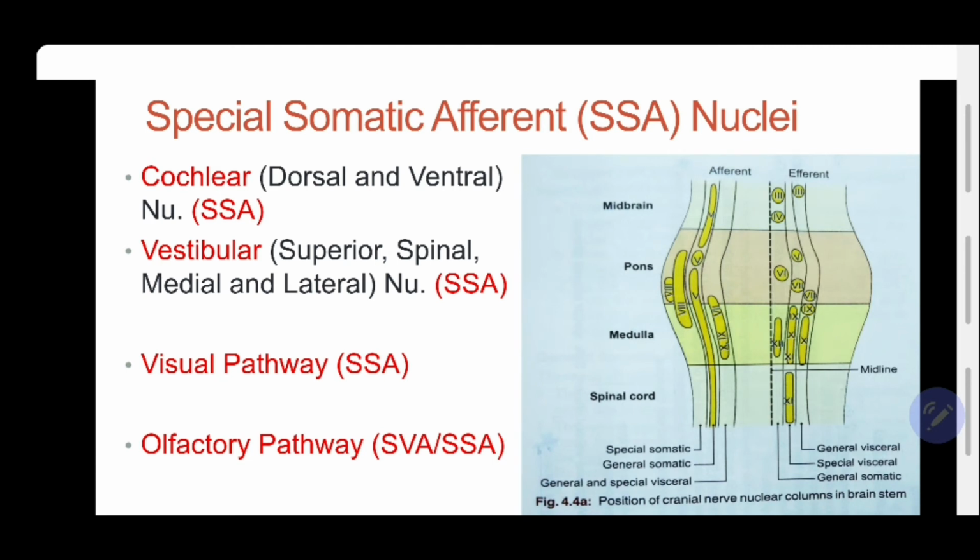So there are two nuclei here: the cochlear nerve nucleus, which has a dorsal and ventral portion, two parts, related above and below, dorsal and ventral, to the inferior cerebellar peduncle, while the vestibular nucleus has four subparts. It has a superior portion, an inferior portion, that is called the spinal portion, as well as a medial and a lateral subnucleus. So the vestibular nucleus has four subnuclei, and the functional column of both of them is special somatic afferent, right?